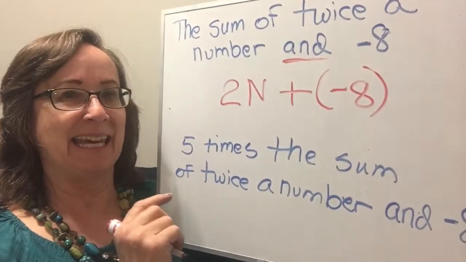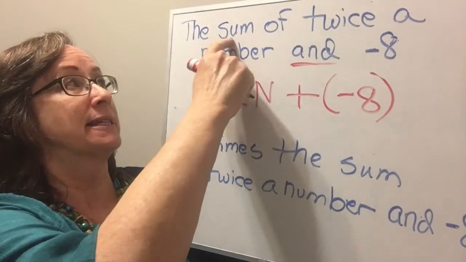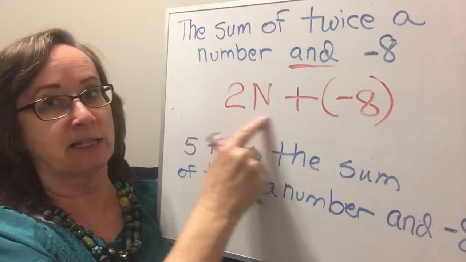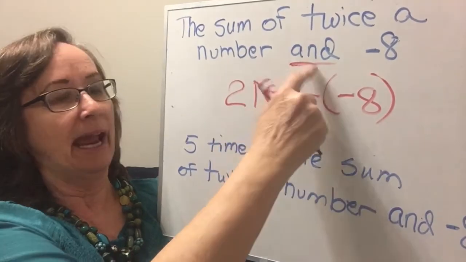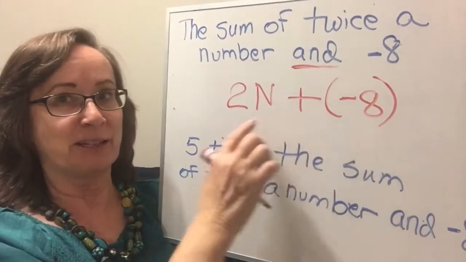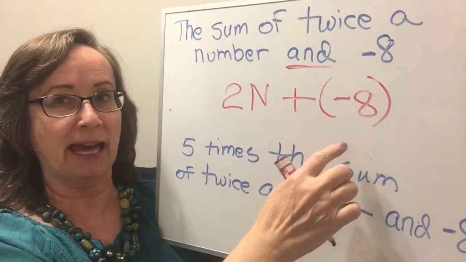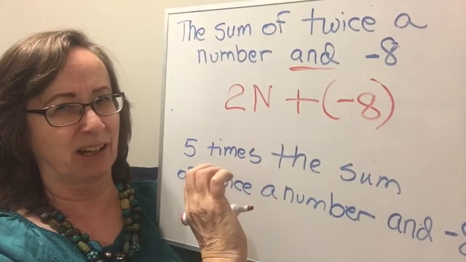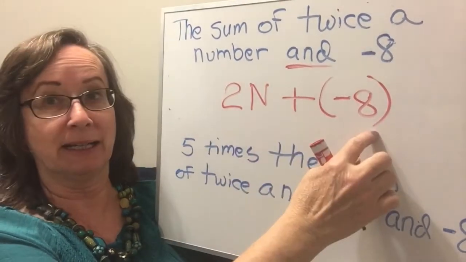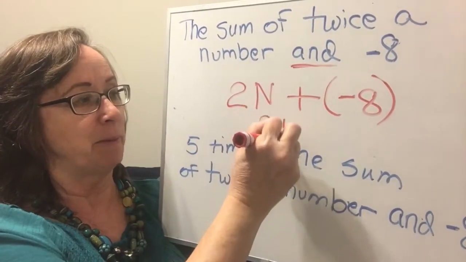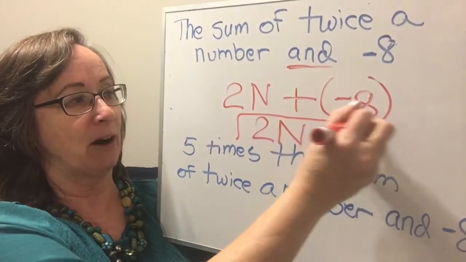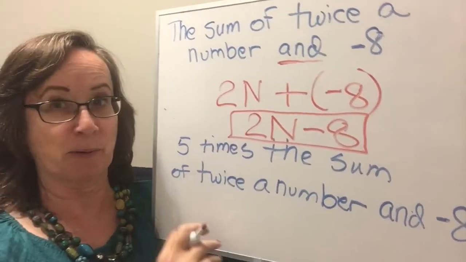Now, let's see if we got it right. The sum of twice a number, so that's the first part, and that's where the plus sign goes, negative 8. Okay, so can you think of an easier way to write that? Since we have plus and minus, that's a little awkward. Could we just say twice n, or 2n minus 8? That would be even simpler, wouldn't it? So that would be our simplest algebraic expression.